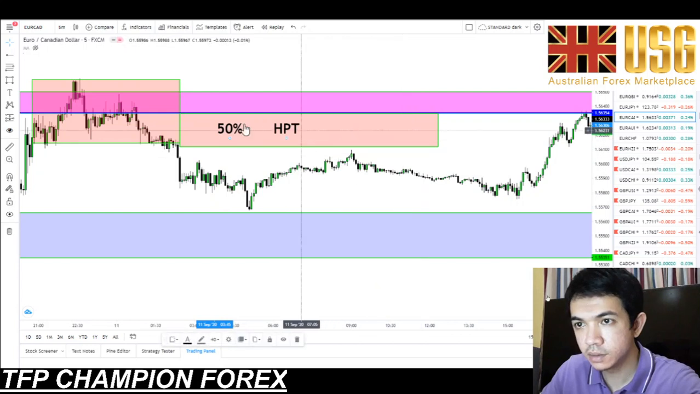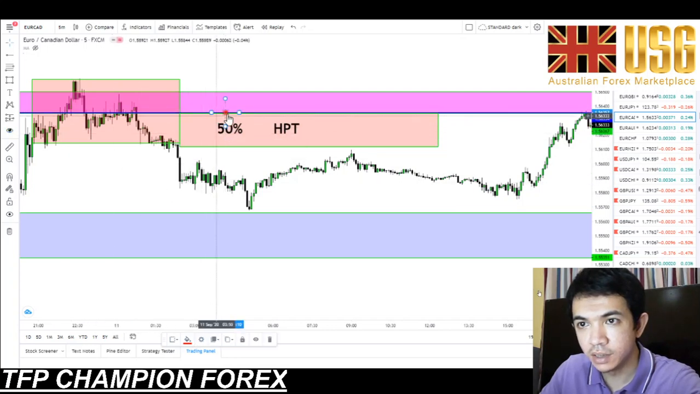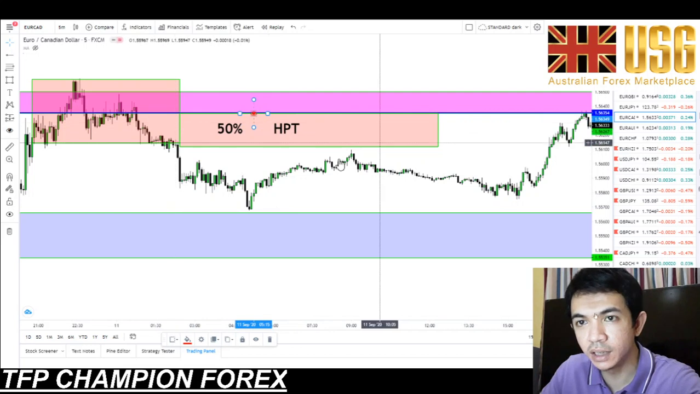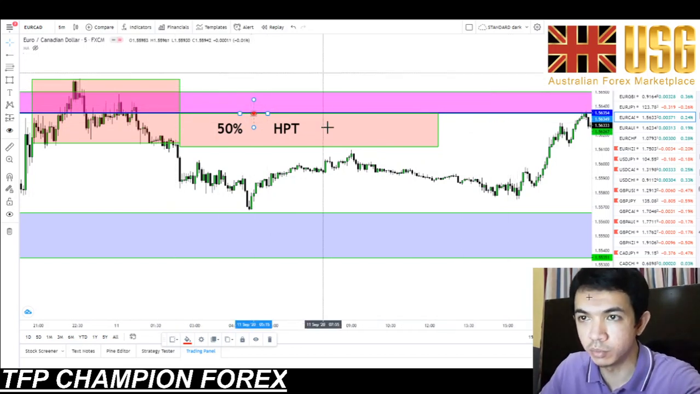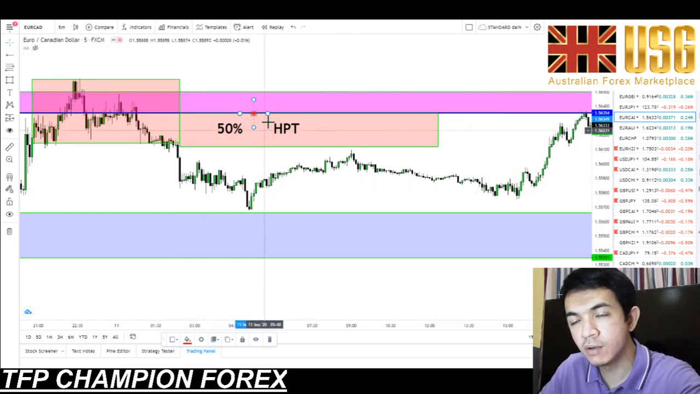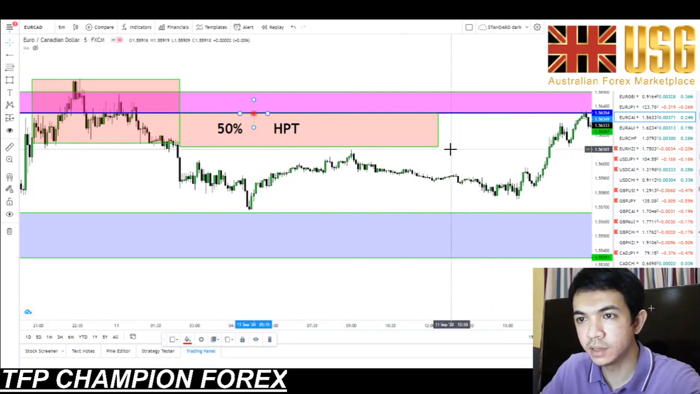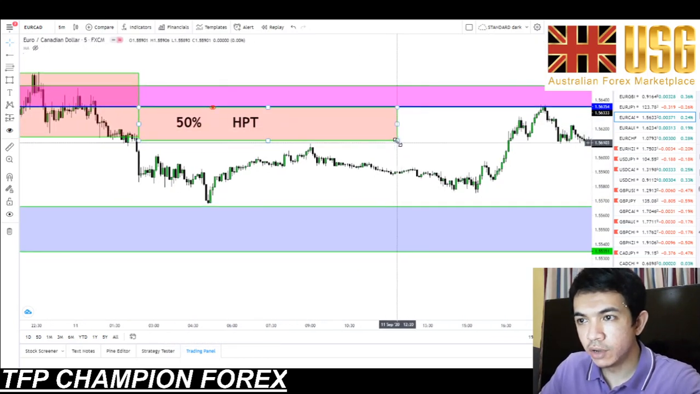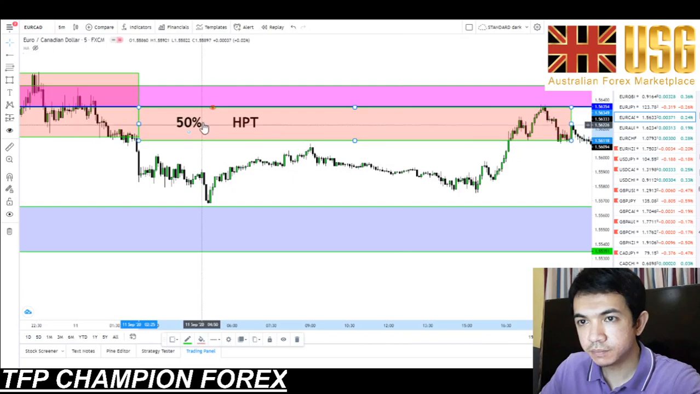If the market broke through this 50%, I will keep an eye on this level. If the market broke through this 50% level or HPT zone, definitely I will not look for a sell opportunity anymore, because I know the market will eventually go up. Right? So what do we have here? This is our HPT.